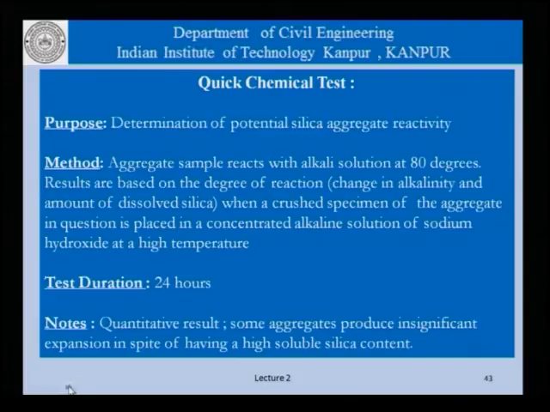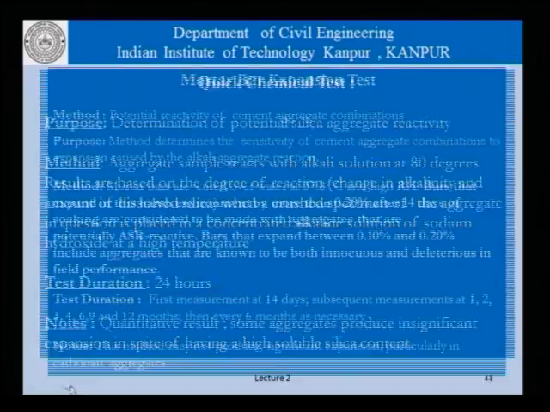Now, sodium hydroxide is used as a substitute for the pore solution, and the aggregates are powdered to a certain size and allowed to stand in that solution at higher temperature. So, it is an accelerated test and is completed within 24 hours. And we must understand that the result is qualitative, and some aggregates produce insignificant expansion in spite of having a high soluble silica content.